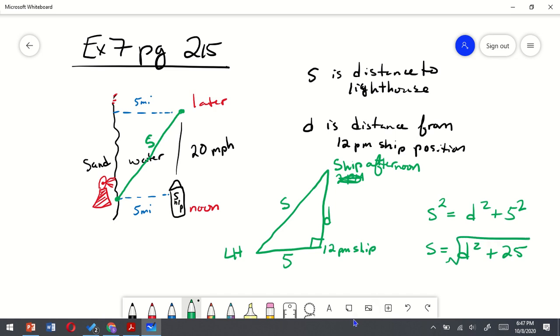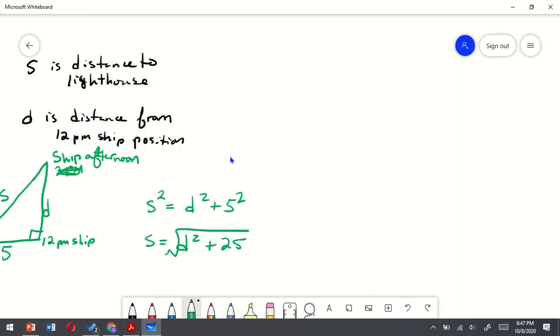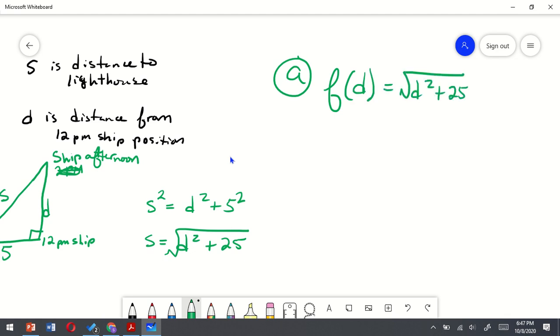If we're going to use function notation, as they did ask us to, they want it to be f of d. So our function for part A would say f of d equals the square root of d squared plus 25. Okay, that's where that function's coming from.